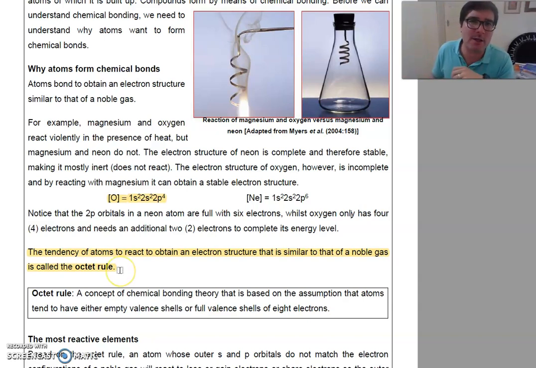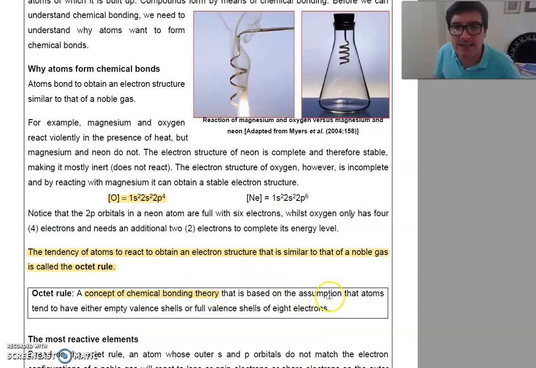So what does the octet rule say? They say it's a concept of chemical bonding theory. In other words, it's a theory and it's a concept of that theory. So it's not in practice that you can observe electrons and see, oh, there's 8. Remember, we can't see them, they're too small. So it is a theory we've developed to help us explain the behavior we observe.